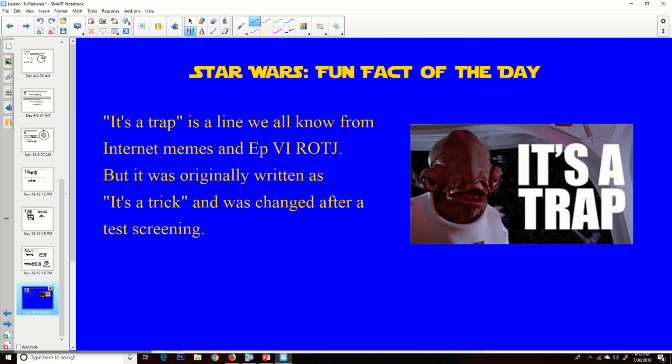So it's the Super Star Wars fun fact of the day. It's a trap is a line we all know from internet memes, and it does come from Episode 6, Return of the Jedi. But in the original script, it was written as it's a trick, but it was changed after a test screening to It's a Trap because It's a Trick didn't play well.